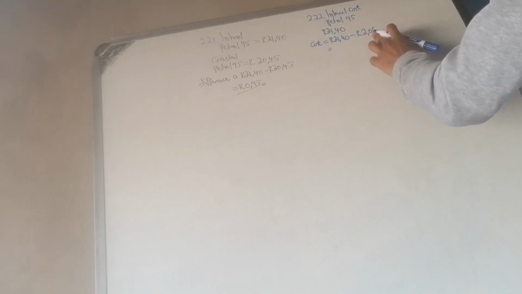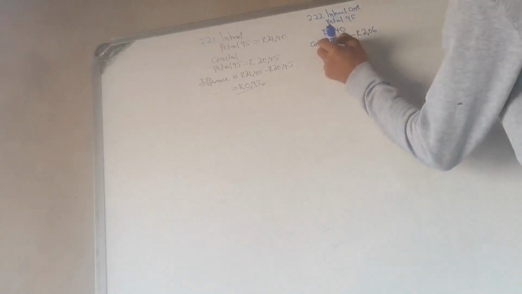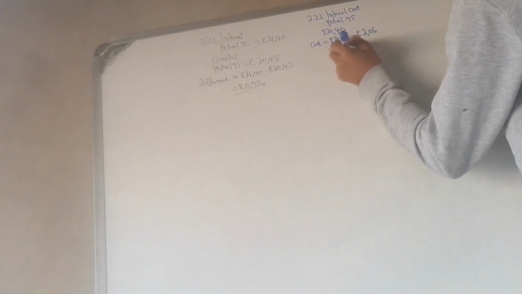Then they say calculate the inland cost of petrol 95, so that should be just the difference of those two. So I would just say 21 rand 40, I will subtract 2 rand 6 cents, and I will find a value of 19 rand 34. This should be the price. All right. And then let's see what is happening here.